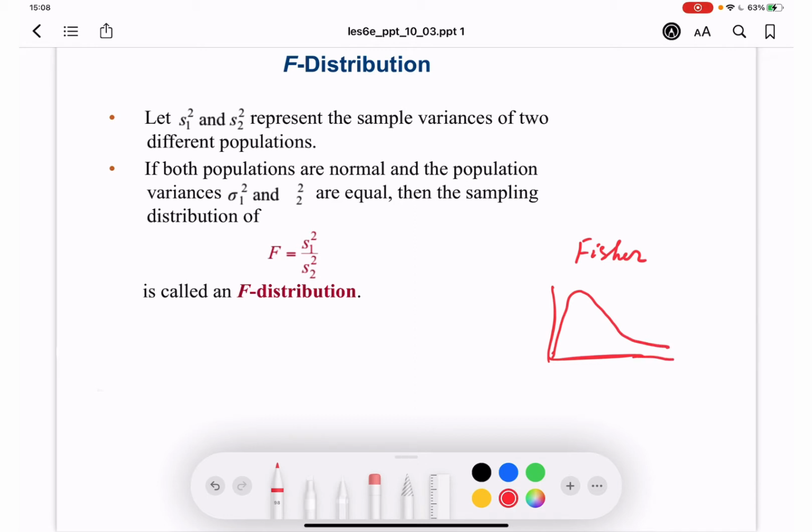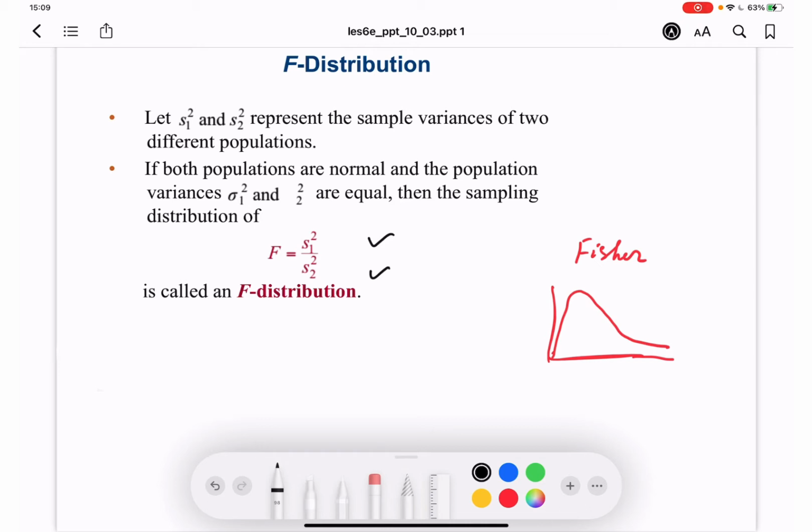The F distribution curve is skewed positively because, based on the formula, we have S1 squared and S2 squared. Because it's squared, it will never go into the negative area. It's always going to be between 0 and positive infinity. So it's going to test on equality of normally distributed populations. But as always, we use sampling.